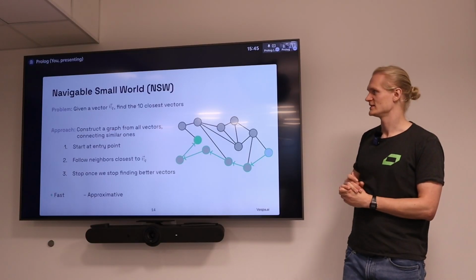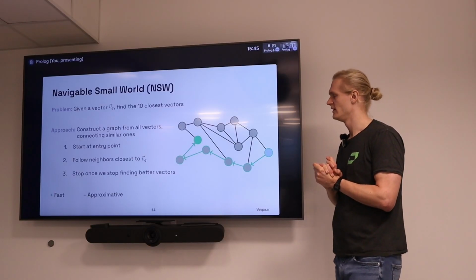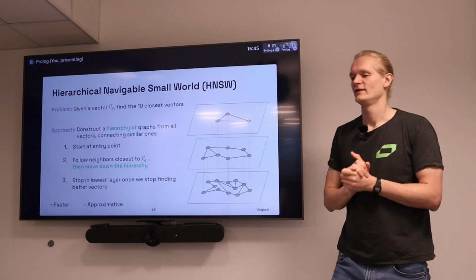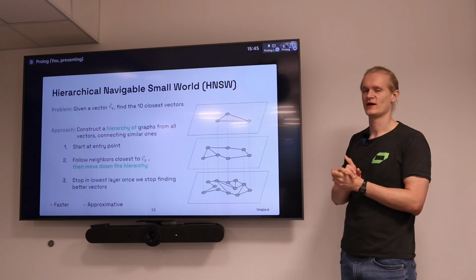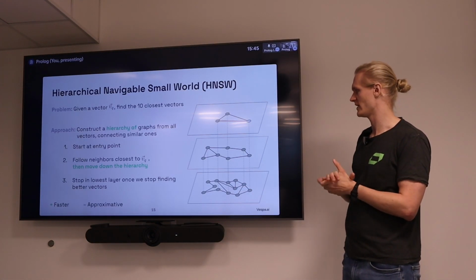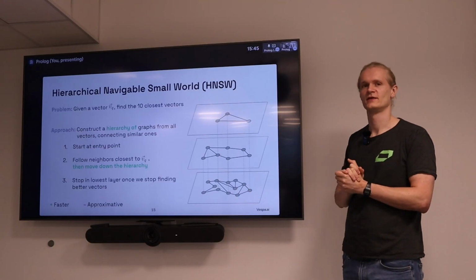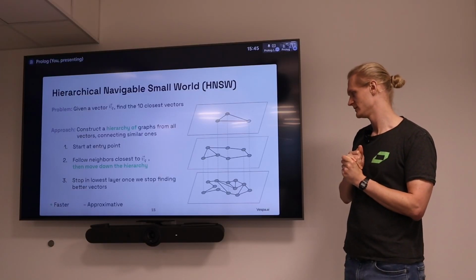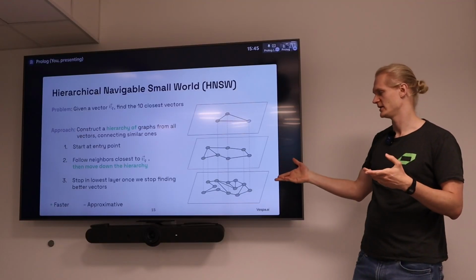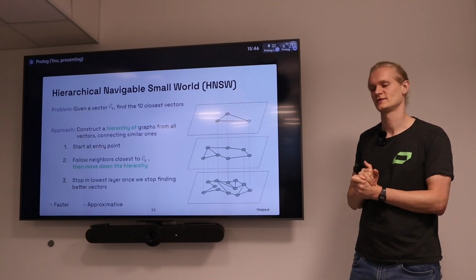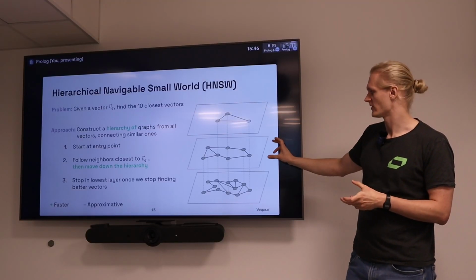Okay, this is NSW. I promised you H and SW. And the H in HNSW stands for hierarchical. So instead of just having a single graph, we actually have a hierarchy of graphs. Here you can see that this is the very same graph that we just discussed. On the lowest layer, we have all the vectors in our database, in this case, all the podcasts in our database. And now we have this hierarchy of smaller graphs.